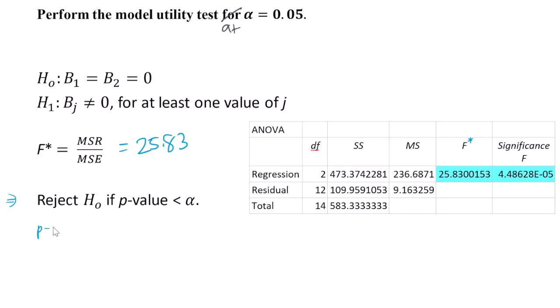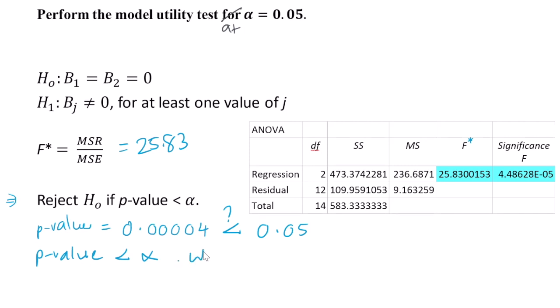So our p-value is 10 to the power of -5. So 1, 2, 3, 4, 5. So this is our p-value, 0.00004. Is this less than alpha? Alpha is 0.05. Okay. In fact, our p-value is less than alpha. So we reject the null hypothesis.